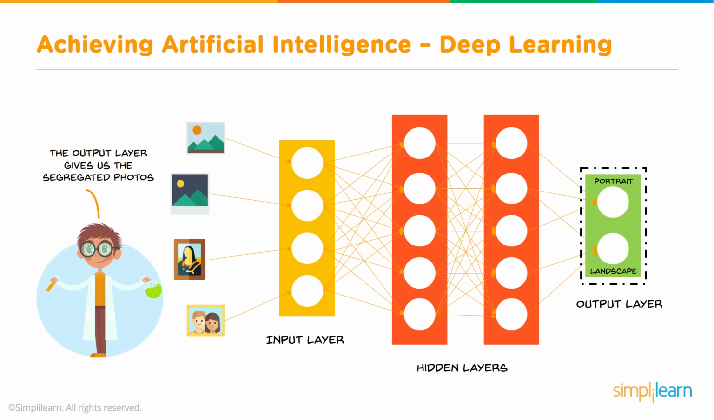The output layer gives us the segregated photos. So once it adds up all these weights, and you'll see there's weights also going into the output layer, based on those weights, it'll say, yes, it's a portrait, no, it's not a portrait. Yes, it's a landscape, no, it's not a landscape. And that's how we get our setup in there. So now we were able to label our photos.